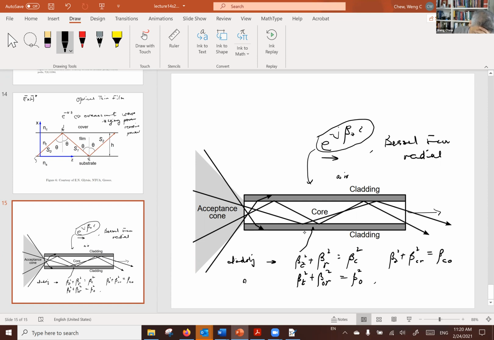This is air. You can see that all the betas have to be the same, and the same principle applies, that when you are beyond the critical angle, one of the wave numbers has to be purely imaginary, and the wave has to be completely trapped inside the optical fiber.